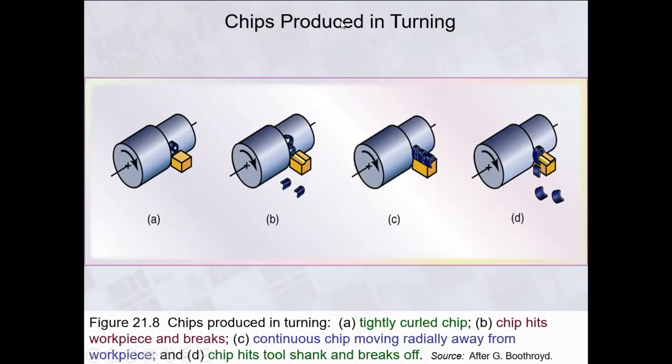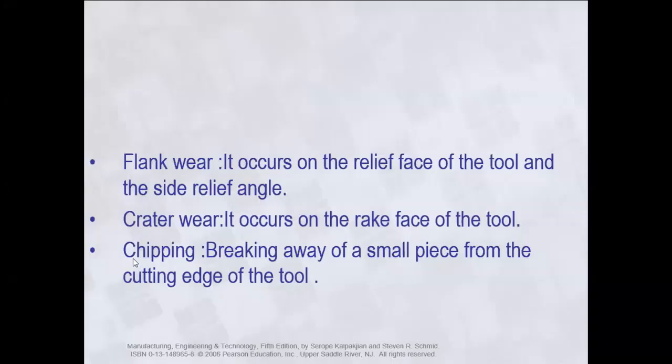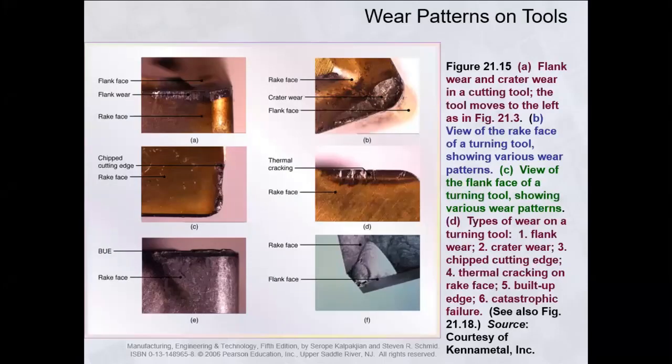Okay, got it? The last concept is chipping. What is the chipping process? Chipping is the breaking away of small pieces from the cutting edge of the tool. So this is chipping, and we have to prevent it. Due to this chip formation, wear and tear of the tool occurs.